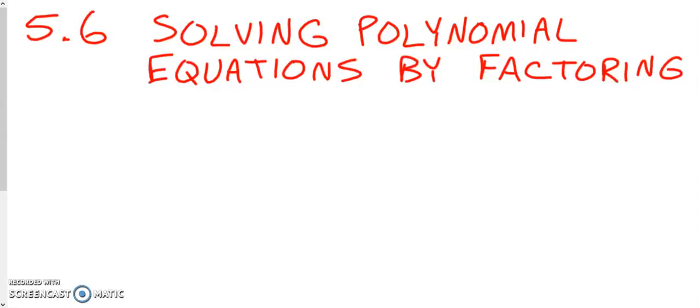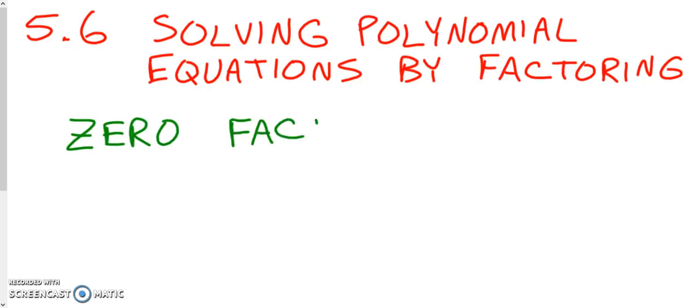Bridges, section 5.6, solving polynomial equations by factoring, part 1. Well, anyway, we've been working on factoring in this chapter, and part of the usefulness of factoring is being able to use it to solve equations. In order to use factoring to solve equations, we take advantage of what's called the zero factor property, also known as the zero product property in some textbooks.